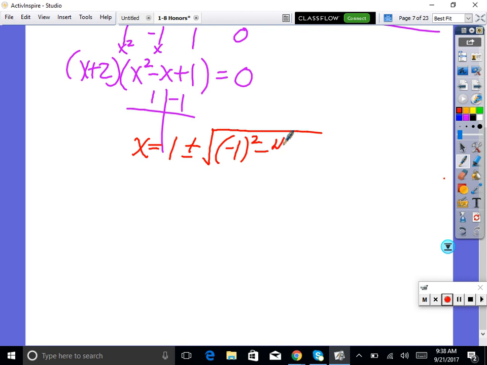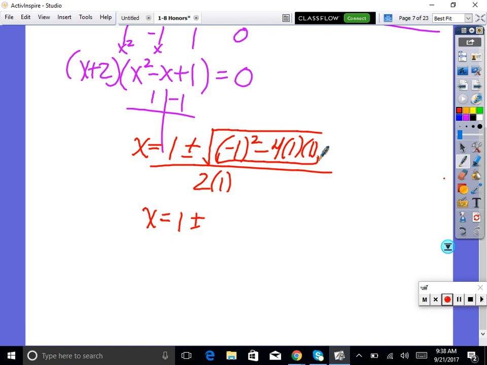B squared minus 4 times A times C, all over 2 times A. So you would type it into your calculator, just this. Okay, let's just think about it then. 1 squared minus 4. -3, right? But that's where you would type it in your calculator because I think most of you would mess up that. Okay, -3 all over 2.